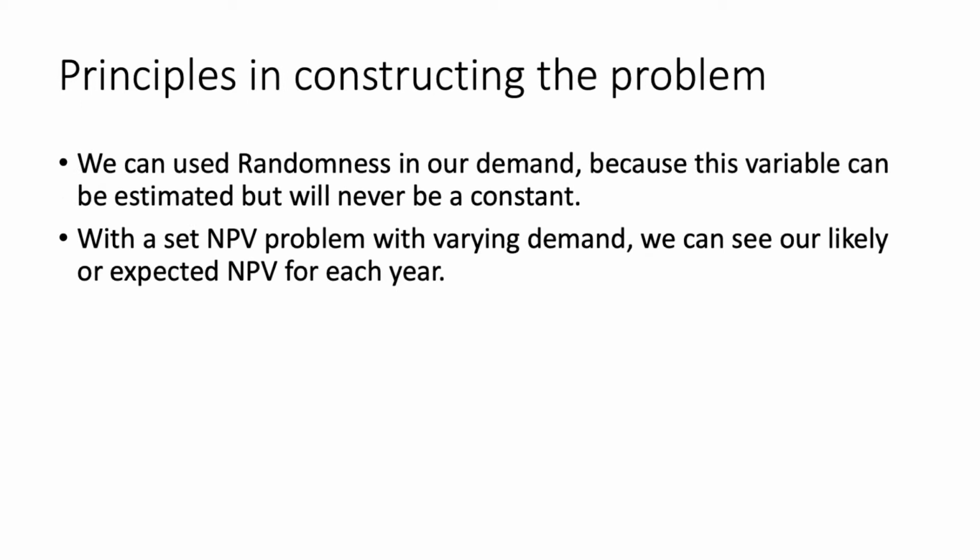Principles in constructing the problem. We can use randomness in our demand because this variable can be estimated but will never be a constant. With a set NPV problem with varying demand, we can see our likely or expected NPV for each year.